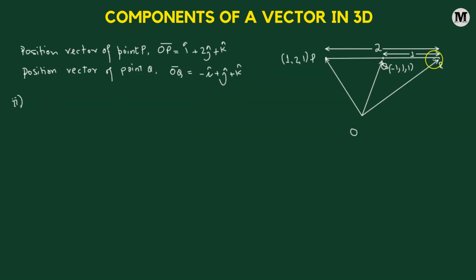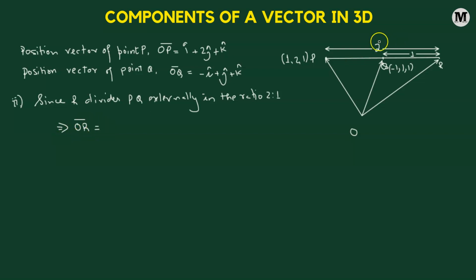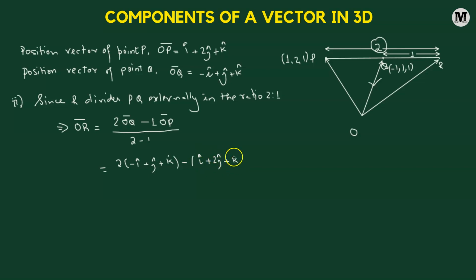Now here, since point R divides PQ externally in the ratio 2:1, using the section formula, we can define the position vector of point R as, so here we will take this value 2 and multiply it with the position vector of point Q. We have 2 times OQ vector. Now this time we're going to subtract from it 1 multiplied to the position vector of point P. So that's OP vector, divided by 2 minus 1. So this is going to be equal to 2 times OQ vector, so that's negative i cap plus j cap plus k cap, minus OP vector, so that's i cap plus 2j cap plus k cap, whole divided by 2 minus 1. So that's going to be simply 1.